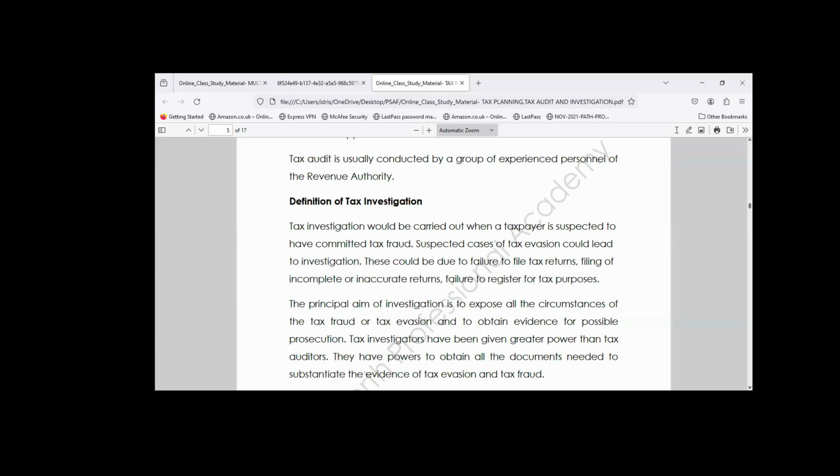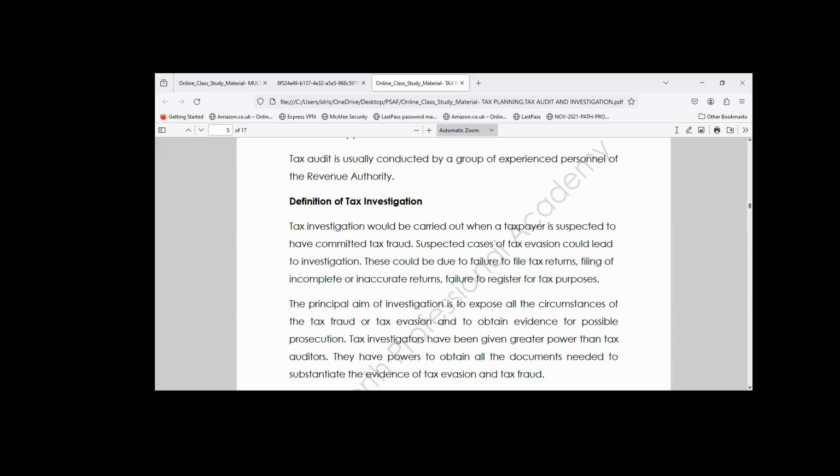Investigation normally occurs when they suspect that this company is doing tax evasion, they are evading tax. And you know tax evasion is illegal. When you are doing illegal activities, the tax authority will carry out investigation on you. Investigation is more detailed and more intense. At the point of carrying out investigation, the principal officer of the company can be arrested and prosecuted. They can sentence them to jail.